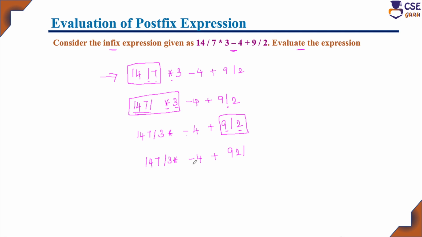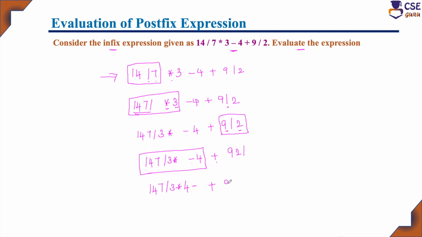Next, if you are considering subtraction and addition operations, here also addition and subtraction have equal precedence. In that case, we need to consider the associativity rule. From left to right, the subtraction operator is present first. So, subtraction operator first. So, first operand is this complete thing, 14, 7, division, 3 star. Second operand is 4. Operator is minus.